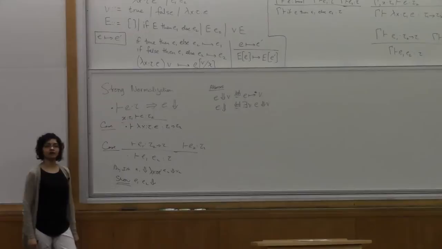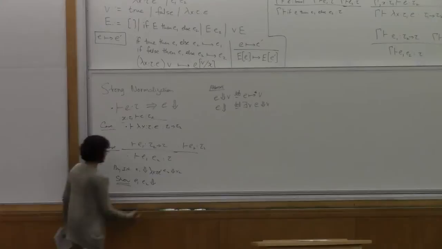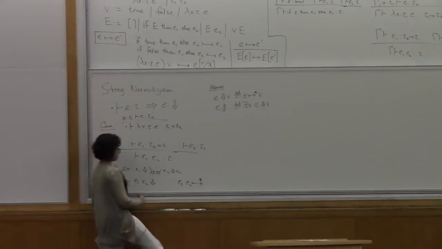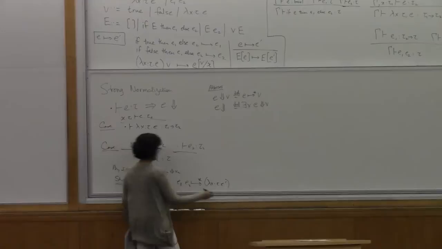Okay. So that means that in order to show that E1 E2 terminates, I now know that E1 applied to E2 in some number of steps gives me lambda x colon tau dot E prime, still applied to E2. It takes some more number of steps.